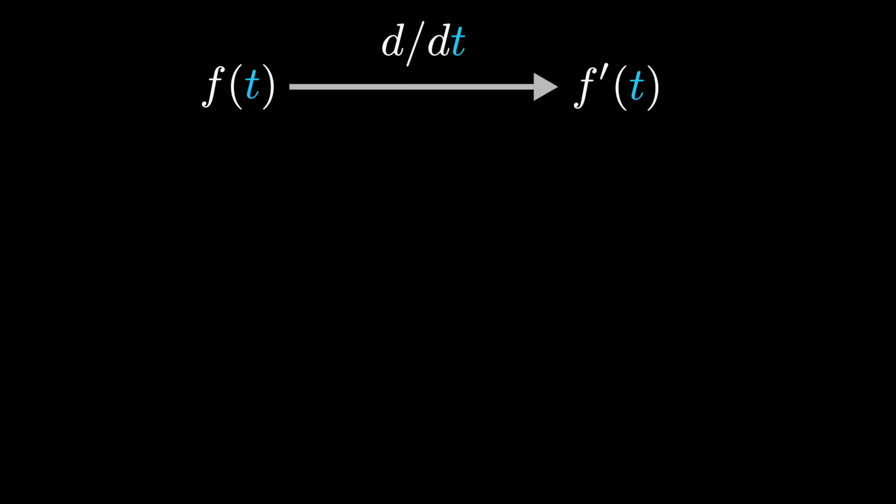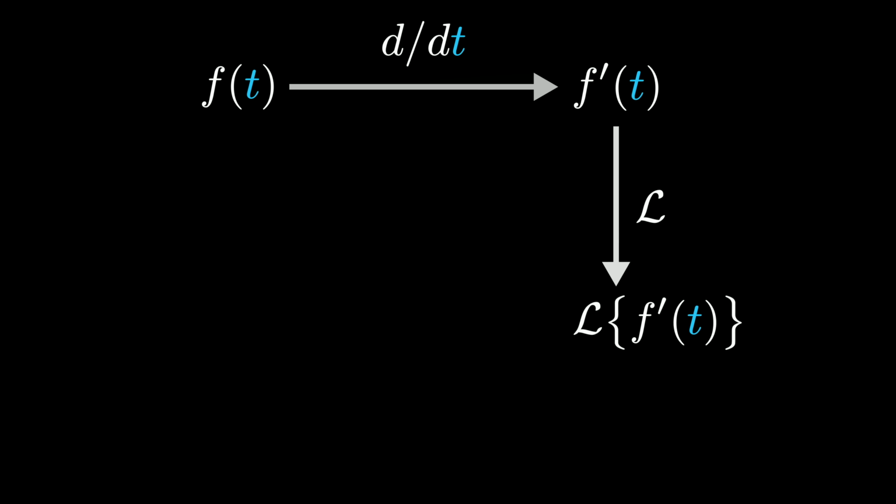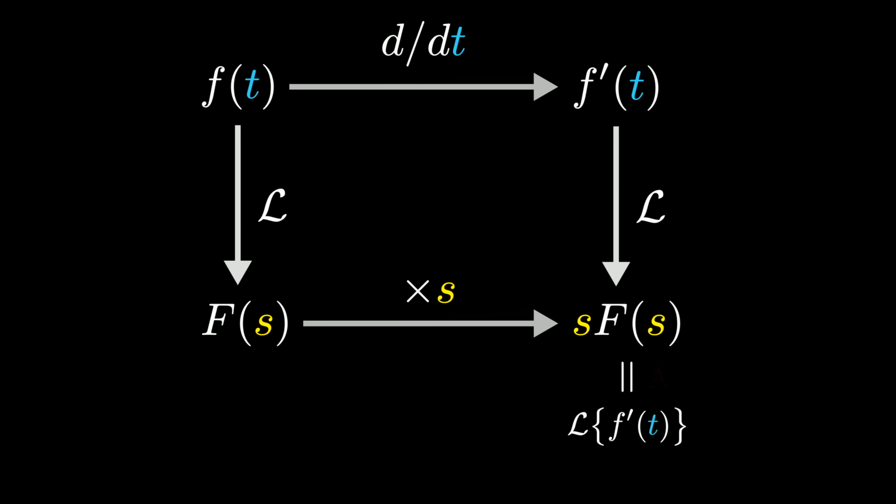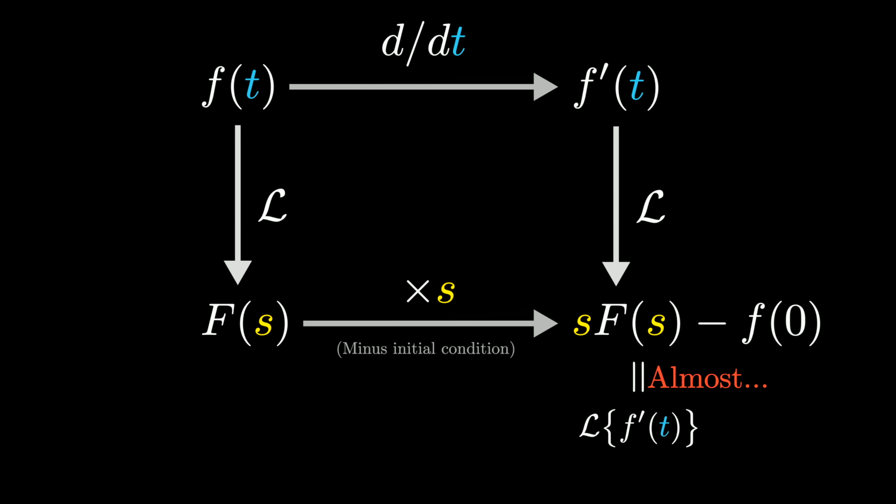Here's how it looks. If you take the derivative of some function, little f of t, with respect to time, and then you take a Laplace transform of that derivative, the effect is the same as if you had first applied the transform to the original function, and then multiplied that result by s. At least almost. There's also this additional term where you subtract off the initial condition, subtracting the value of your original function, little f, at the time t equals 0.